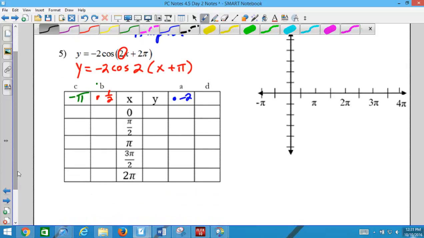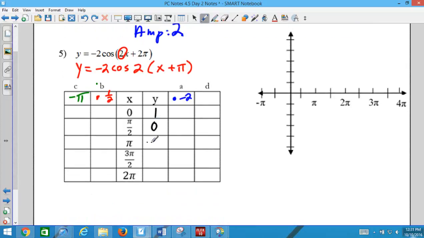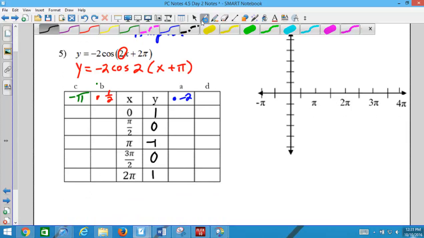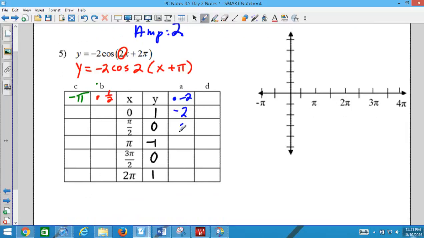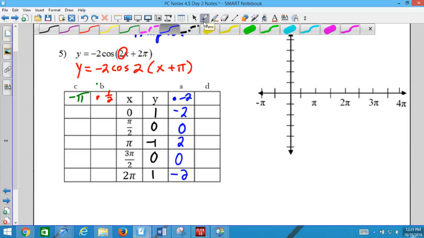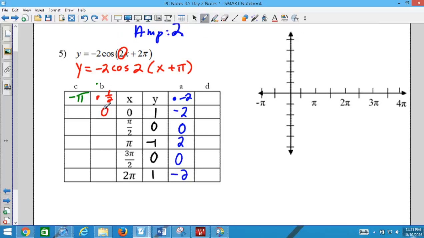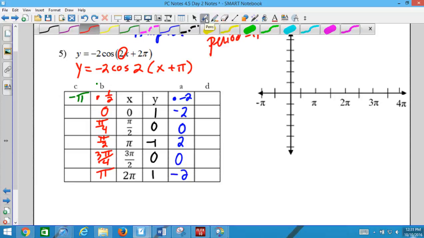Start with my key point. This is cosine. Multiply all those by -2. On my x side, multiply everything by half, which we've already done today. What's my period? Period is pi. And then you're going to subtract pi from everything.